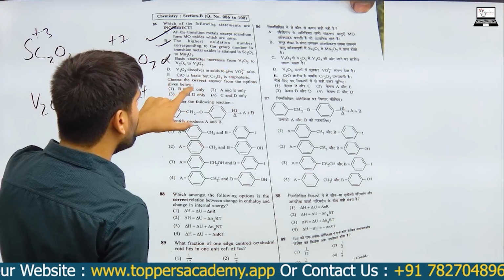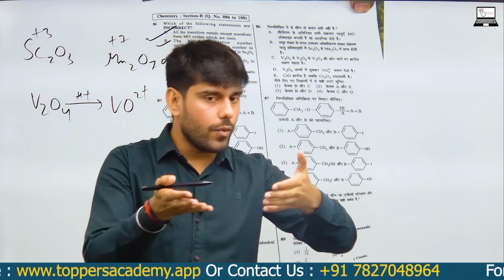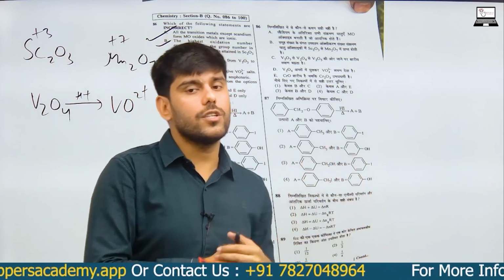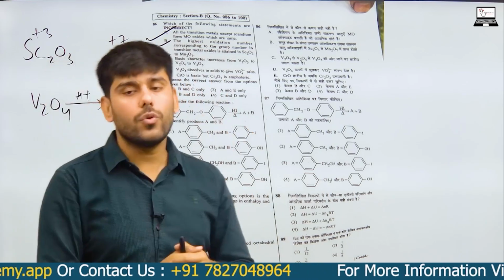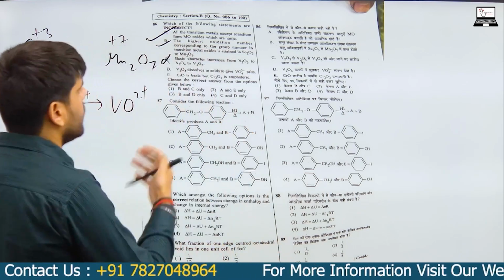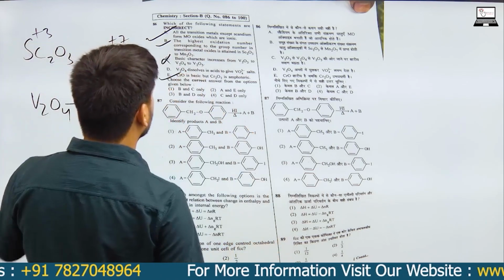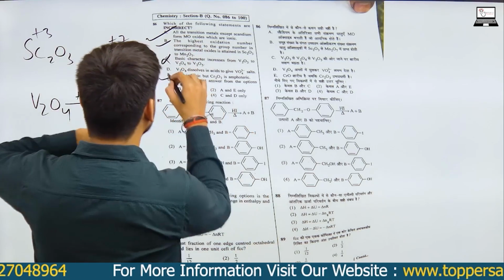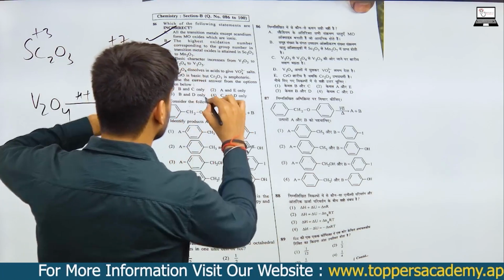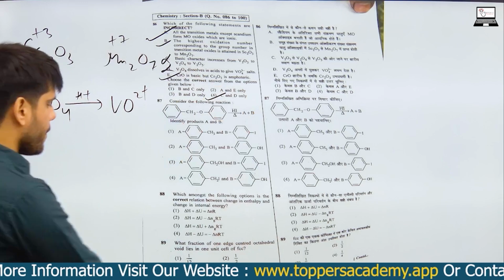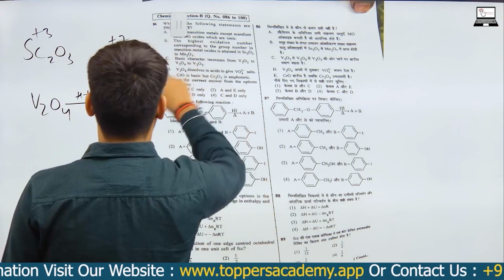And CrO is basic. Yes, I told you that the one in the lower oxidation state is basic, and Cr2O3 is amphoteric. Absolutely, it is amphoteric. So E is also correct. So the answer is which are incorrect. So incorrect are C and D. Okay. Let us discuss the next question.